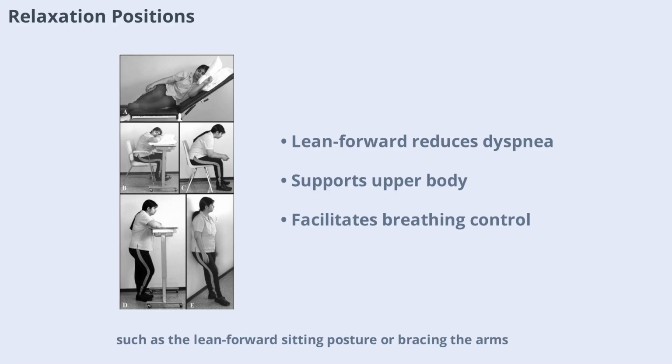Relaxation positions, such as the lean-forward sitting posture or bracing the arms, are especially beneficial for patients with COPD or significant dyspnea. These positions support the upper body, facilitate breathing control, and reduce the work of accessory muscles. Always tailor relaxation positions to the patient's comfort and needs, and encourage breathing techniques like pursed lip breathing for maximum benefit.